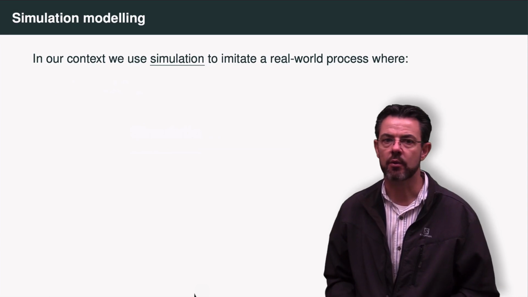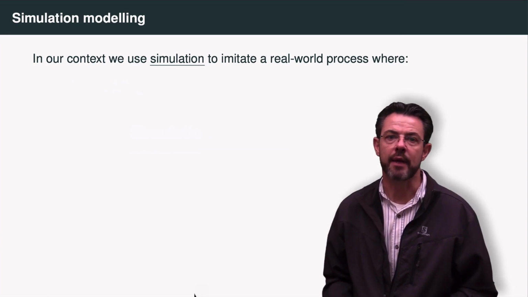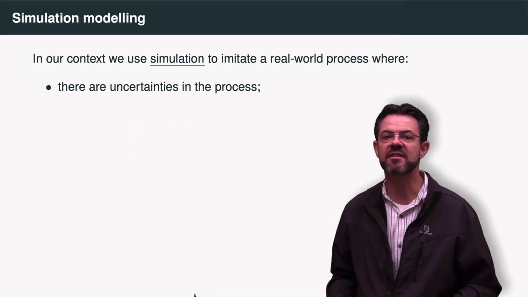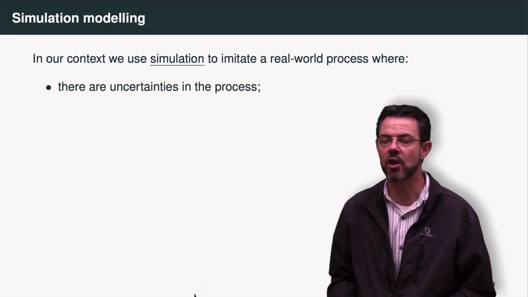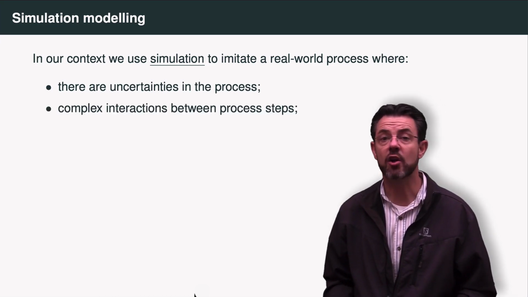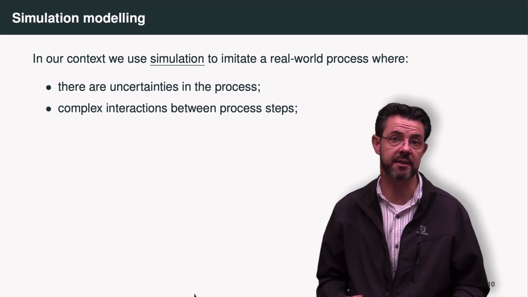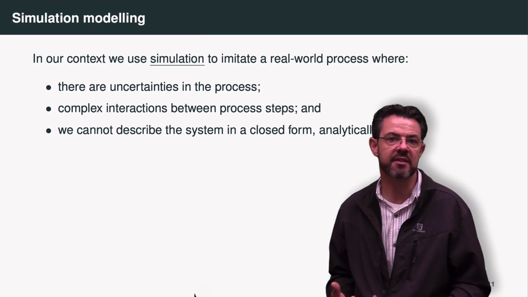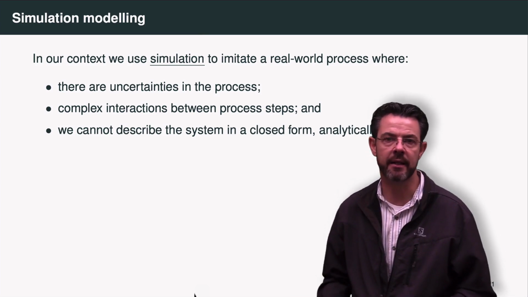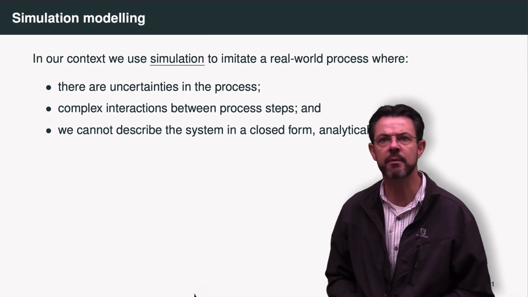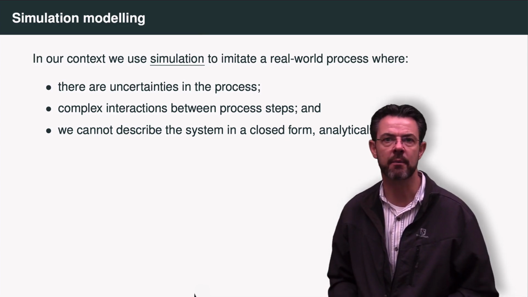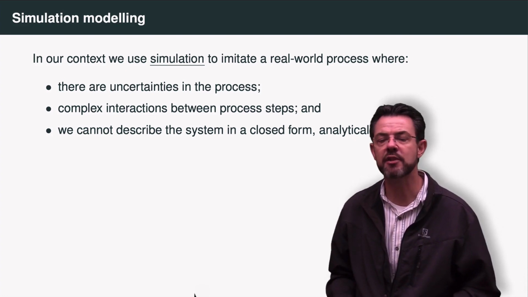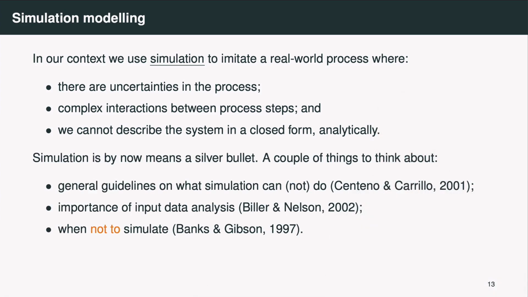So in our context, we use simulation to imitate a real process. In this real process, there are uncertainties. Things are not 100% certain. There are complex interactions between process steps. And it's also important that you understand that you cannot necessarily describe the system in a closed form analytically. If you can do that, then don't use simulation. Just solve the closed form of the problem at hand. And if there are no uncertainties, then again, simulation may not be your tool of choice.